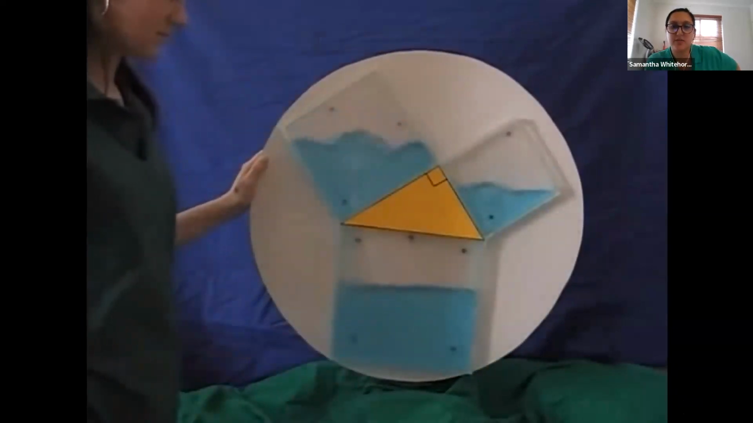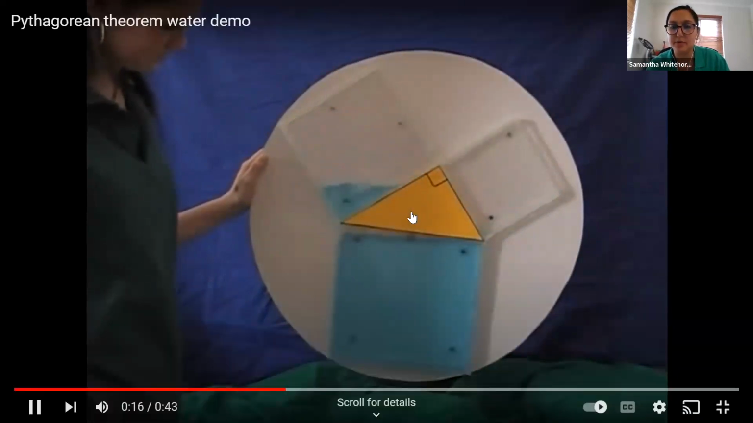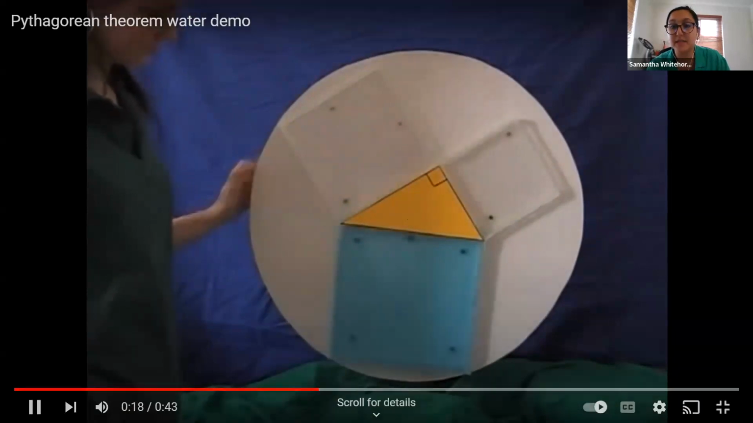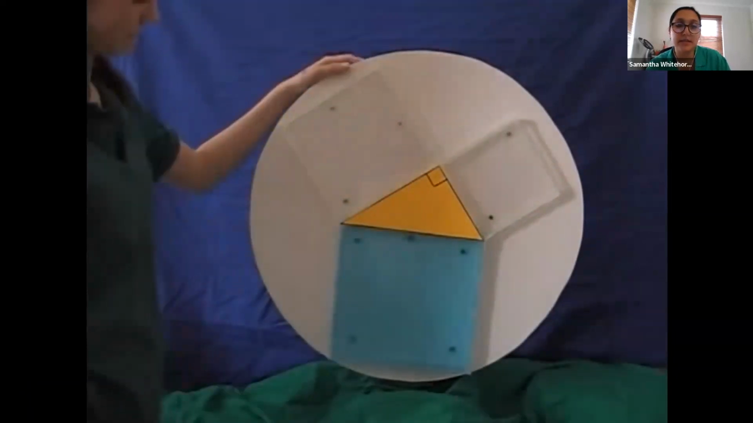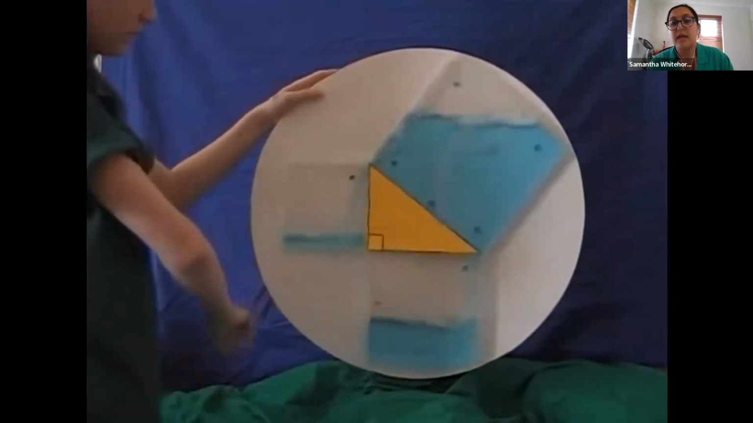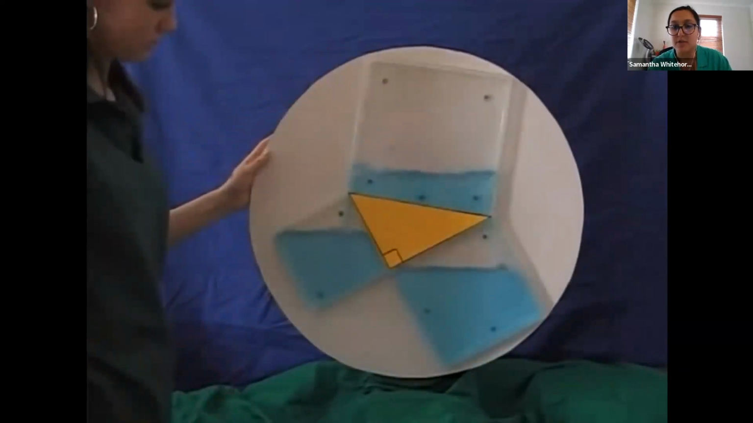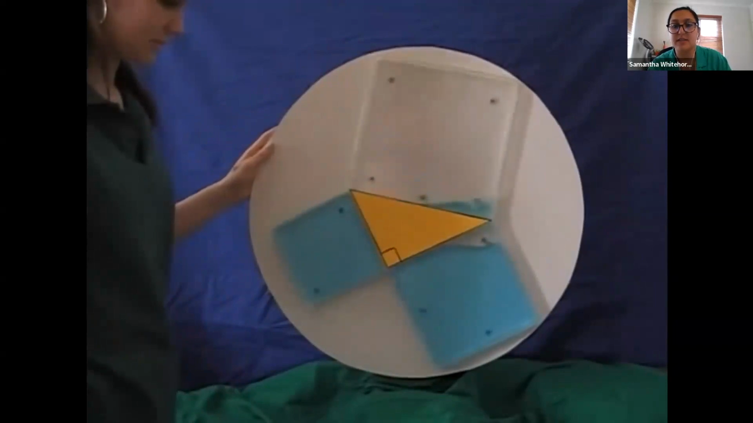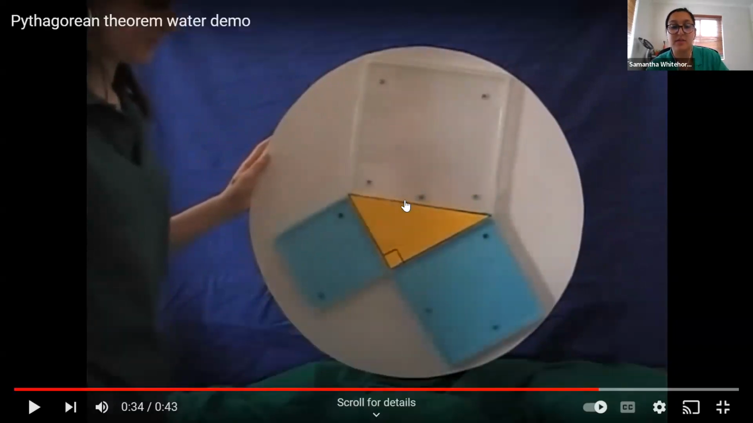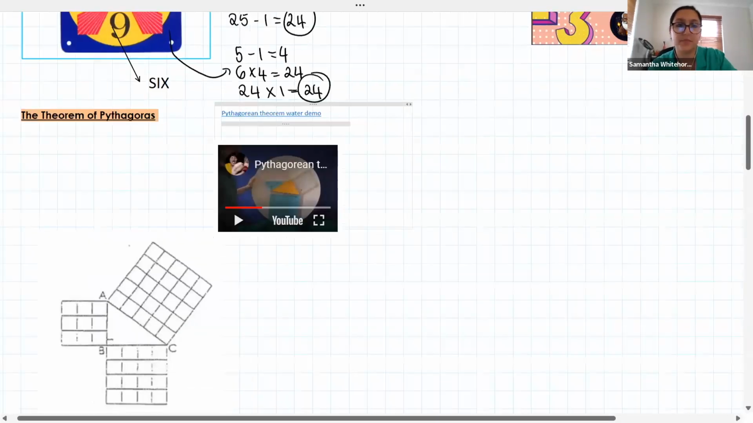So what we have is a right angle triangle, and the water's pouring out of the two other sides and filling up the third. Okay. And this is basically what Pythagoras is. Now, importantly, it's a right angle triangle that is being worked with here. And essentially, this visual represents what the Pythagoras theorem is. The Pythagorean theorem helps us work out the length of any side in a right-angled triangle.